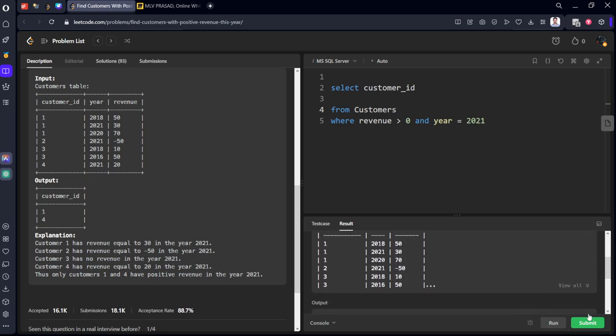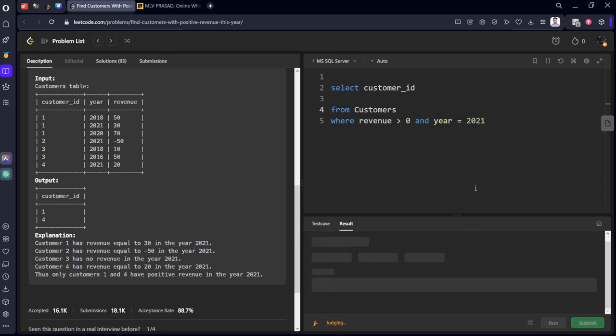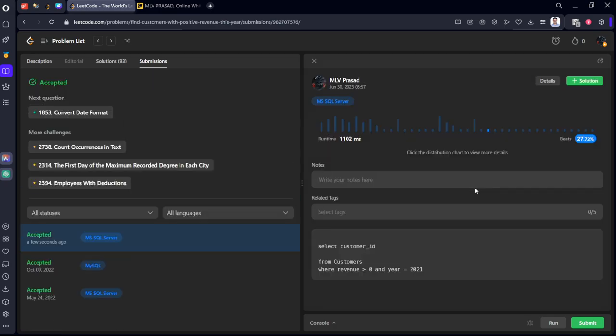Yes, it got accepted. Let's submit it. Yes, all our test cases have been successfully validated with the solution which we have given to the platform.